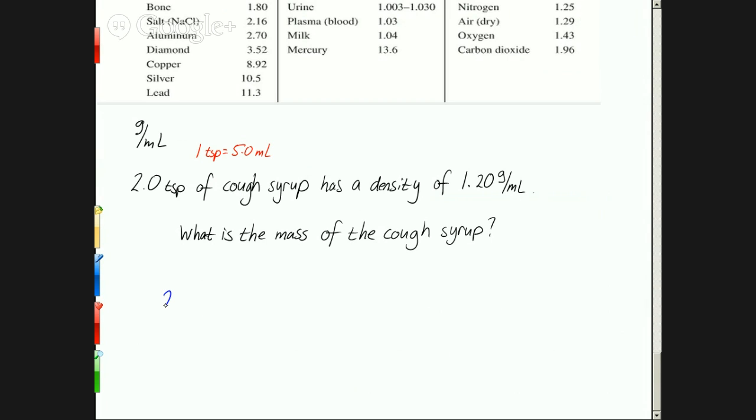We take our 2 teaspoons and we want to convert them to milliliters. How do we do that? There's 5 milliliters in 1 teaspoon. Yeah. So you put the 1 at the bottom and the 5 at the top. Right. So we can set it up just like this, where we cancel out the teaspoons and we're left with milliliters.